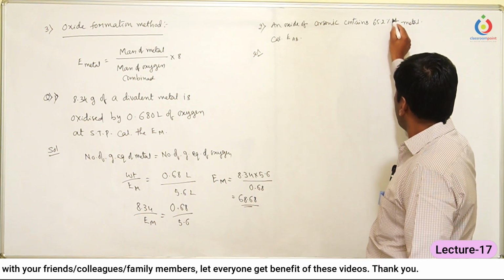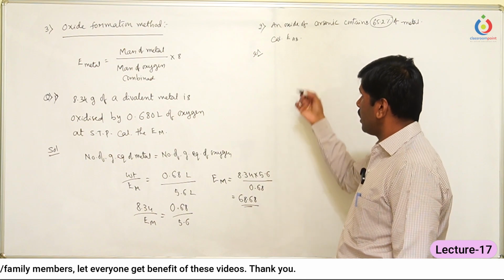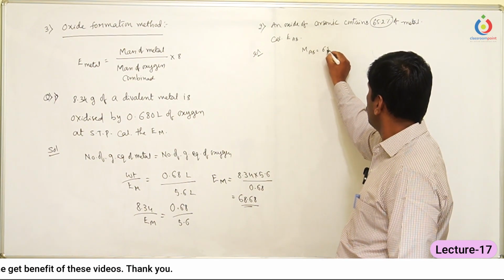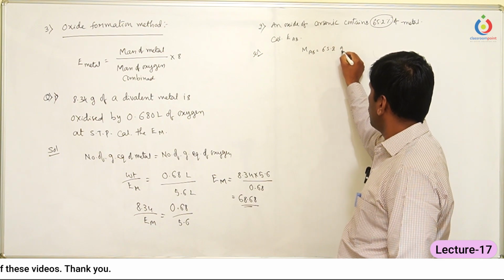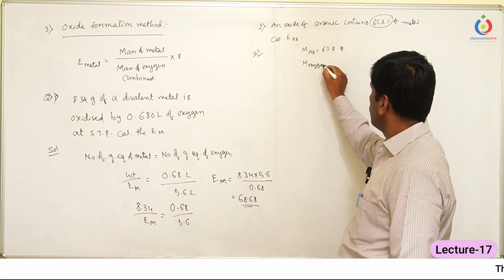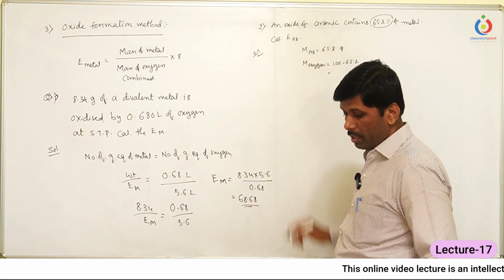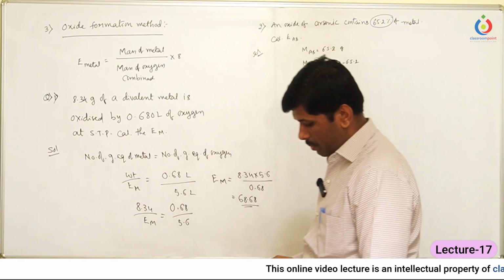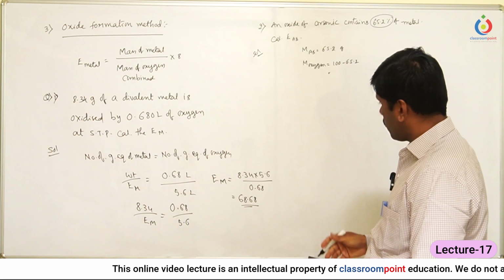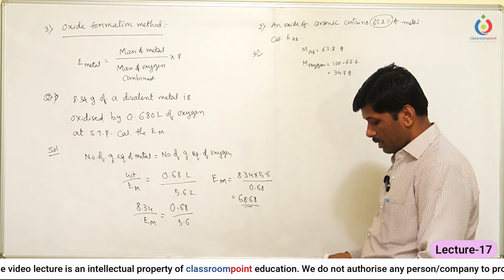Whenever percentage is given, you need to consider the total mass to be 100 grams. That means the mass of arsenic is 65.2 grams, whereas the mass of oxygen is 100 minus 65.2, so this value, 34.8 grams of oxygen is there.